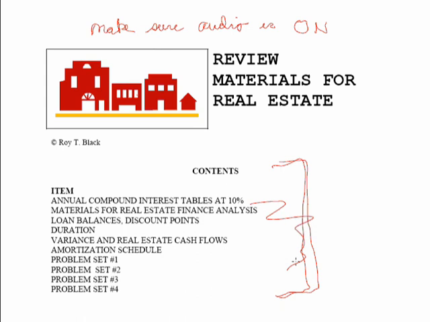So we'll be talking about present value, future value, present value and future value of annuities, mortgage payments, sinking fund factors, and all the functions of time value of money. We'll also spend a little bit of time on loan balances, which is pretty important to real estate, and also discuss discount points.